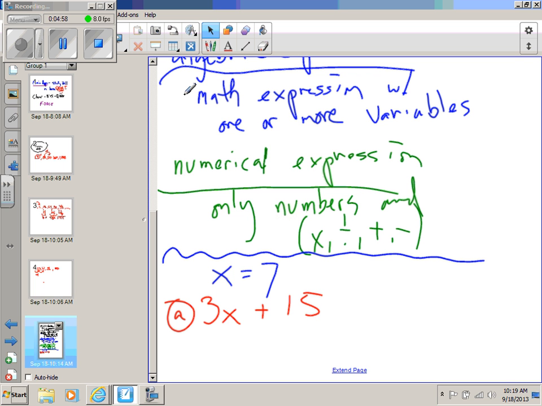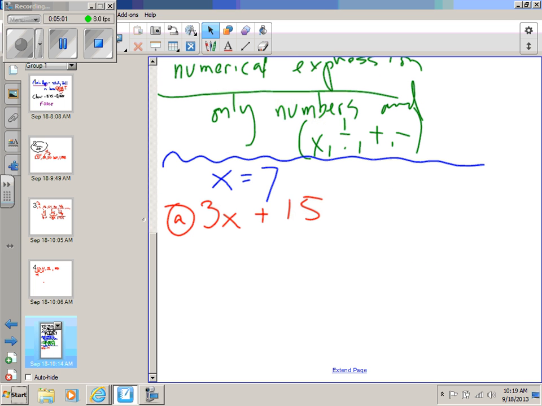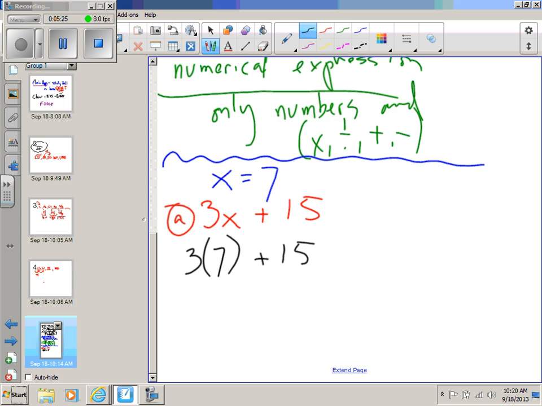Now with these, I would highly recommend that you write down your new problem. Here we have an algebraic expression. To make this easier, we'd like to make this a numerical expression. So the 3 will stay the same. What operation is it when my variable is right next to the number? All right, so now that x is a 7, plus the 15. Now I'm ready to solve because I have everything I need.